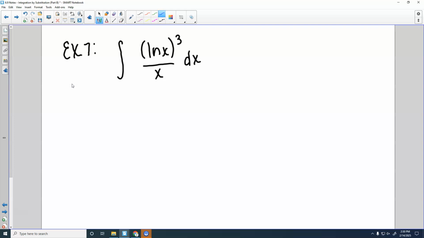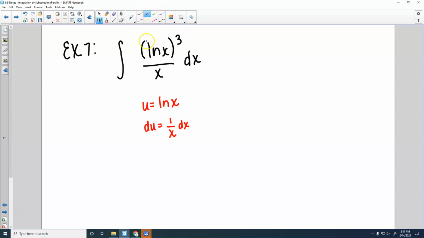So what do you guys think I should use for my u in this case? Okay, what, the whole thing? Just the natural log right there. So u is going to be natural log of x. So the cube does not go in there, just the natural log. What is the derivative of natural log of x? It is 1 over x, and we will put the dx over here with it.